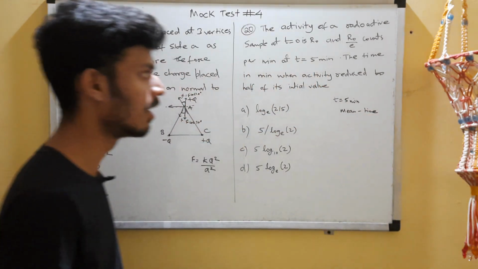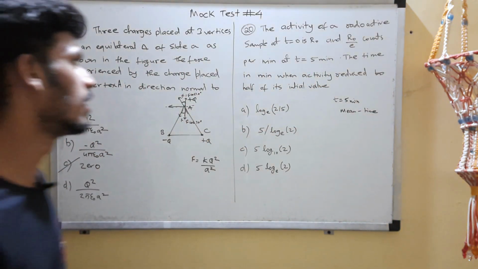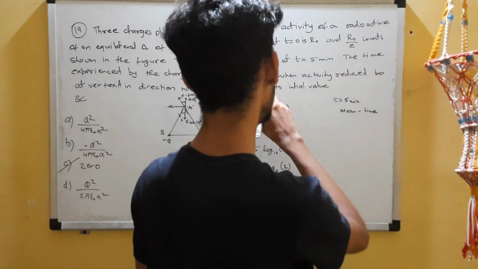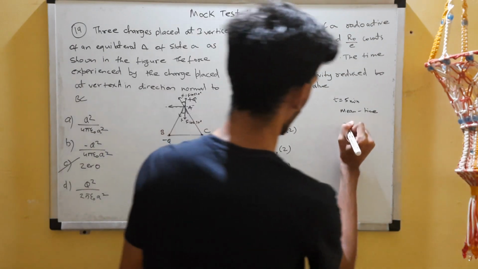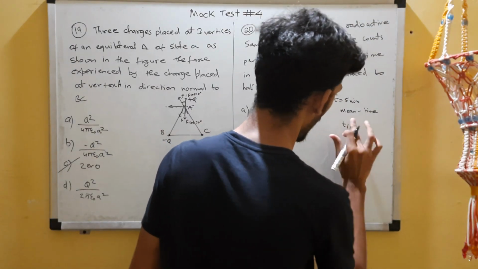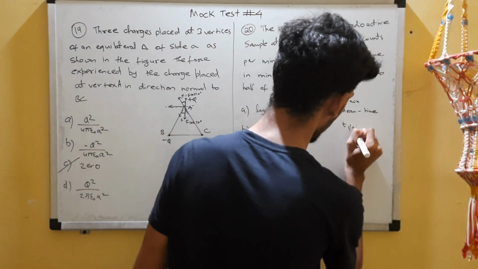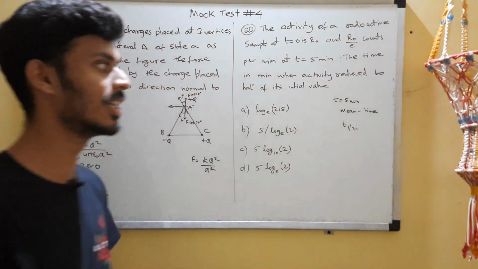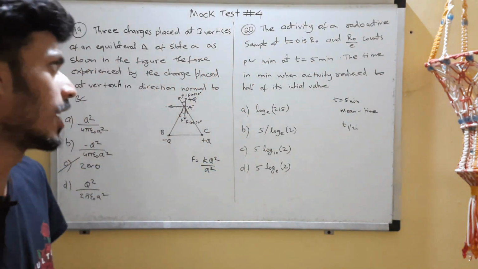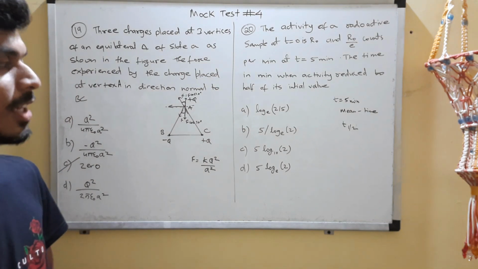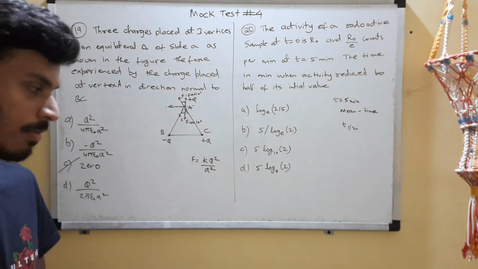Now, the time in minutes when the activity reduces to half of its initial value. So basically you are asked for the half life, right? When does the activity reduce to half? When the time becomes equal to half life, or basically when the concentration becomes half, which is half life.